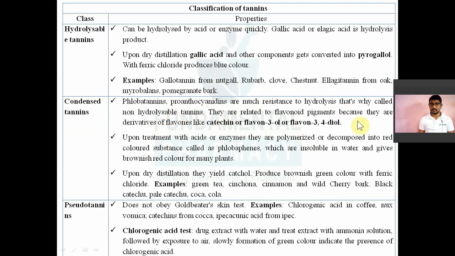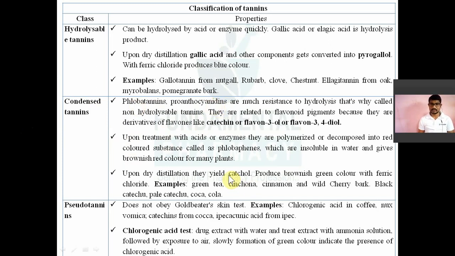They are related to flavonoids because they are derivatives of flavan, like catechin or flavan 3-ol, or flavan 3,4-diol. So they are the condensed tannins. Remember the examples here, phlobatannins and proanthocyanidins. A question has already come on this. So proanthocyanidins are a type of condensed tannins.